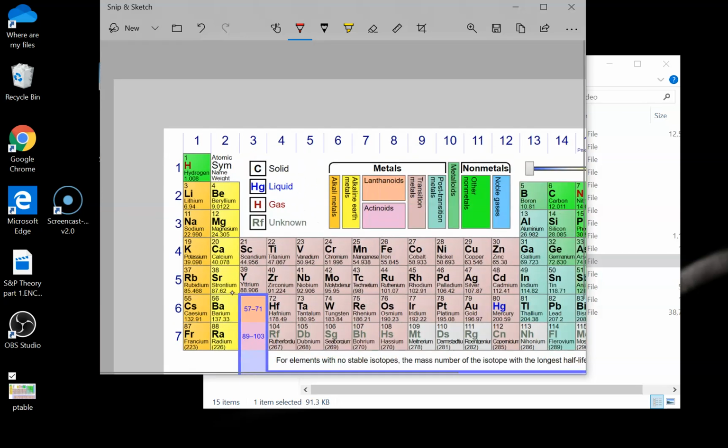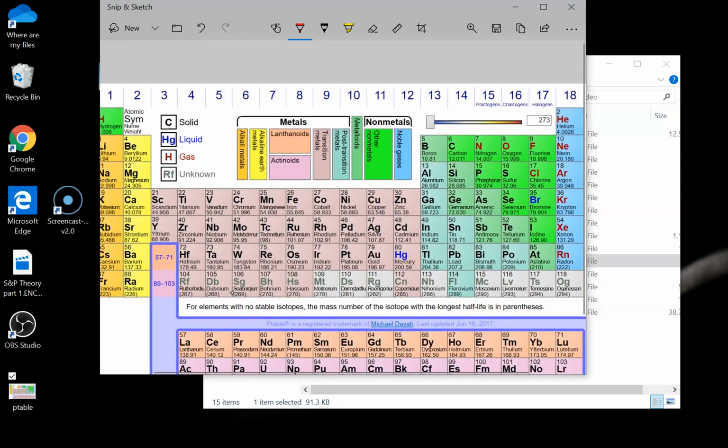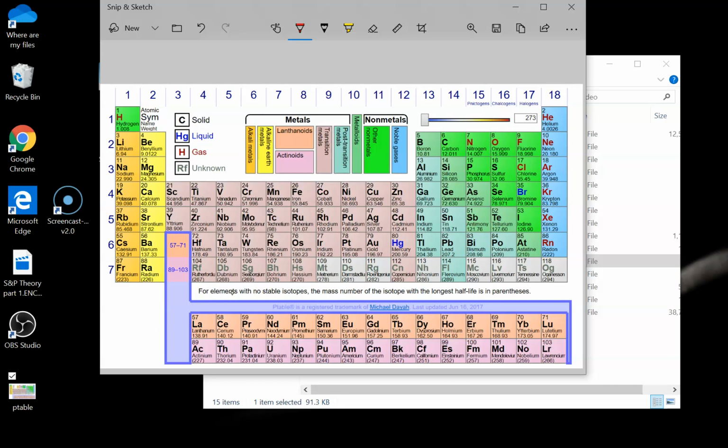Okay, so we will have to first define our block elements. So here we have this block here is what is called the S block of elements. It is so called because the electron goes into the S orbital.